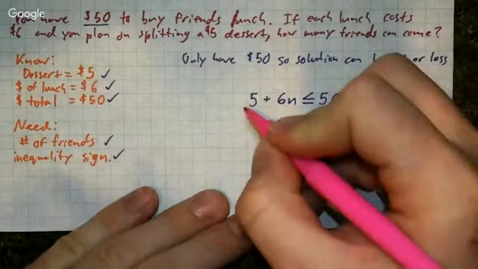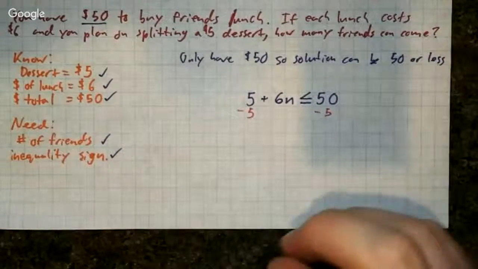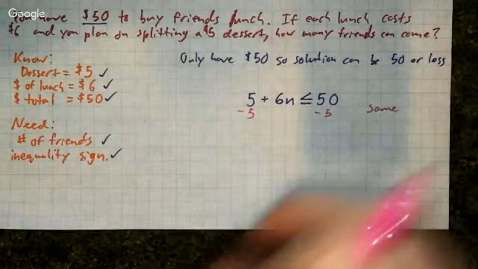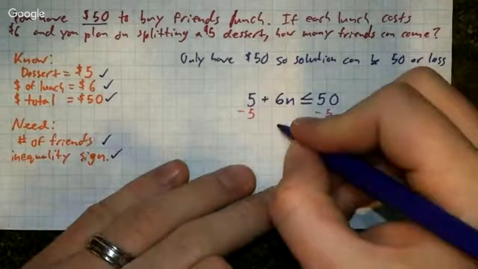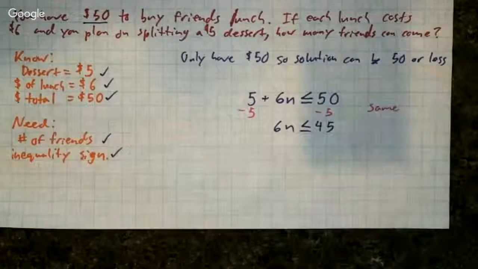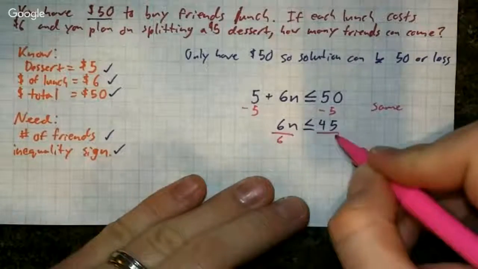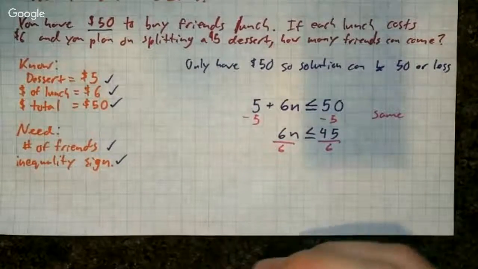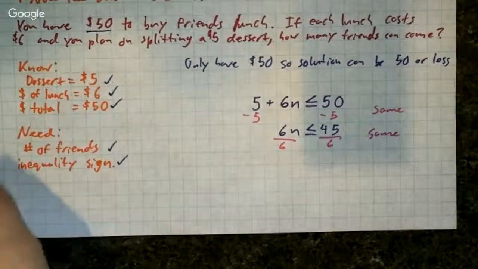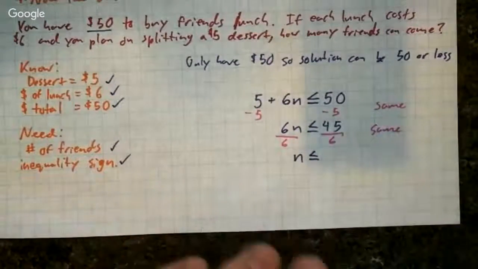First of all, we subtract first. Minus 5, minus 5. Since that's subtracting the same number, we know that the sign is going to be the same. Our new equation is 6n is less than or equal to 45. Next, we divide by what? We divide by a positive number, meaning it's going to stay the same. Our new equation is going to be n is less than or equal to 45 divided by 6.